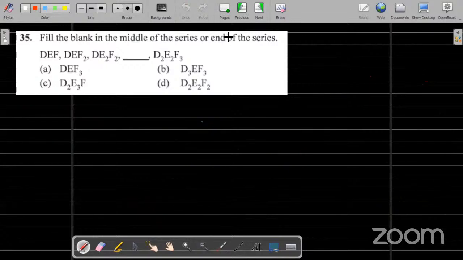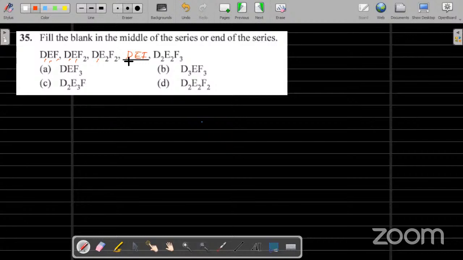Next question. The only thing is we need to read this question like D1, E1, F1. If the number is not there, it means it should be 1. D1, E1, F2, D1, E2, F1. Then DF anyway will be there.